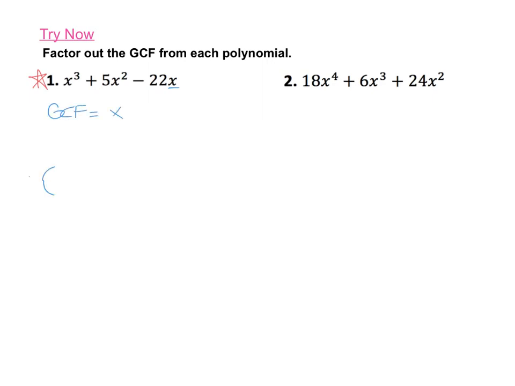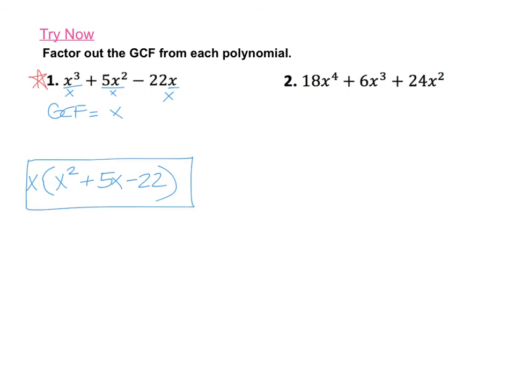Put an x outside your parentheses now, and let's figure out what's left over. Remember, it's like we're dividing each term by x. So if I have x to the third, and I divide out an x, now I have x squared. We take away one of the x's, so there's two left over. 5x squared, if I divide out the x, that's 5x. And 22x, if we divide out the x, you're just left with the 22. So that right there is your final answer for your factored form.